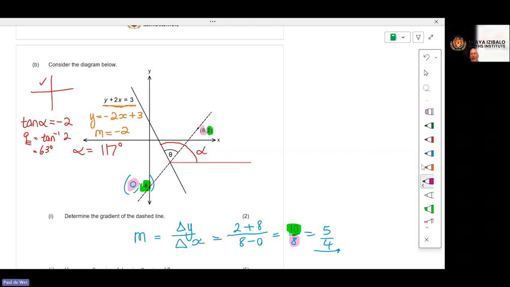I'm going to put another angle on here for you to talk about. Anybody who wants to tell me, how would I find angle B, beta? And if you live in America, guys, they don't say beta, they say beta. Okay, beta. But in South Africa, we say beta.